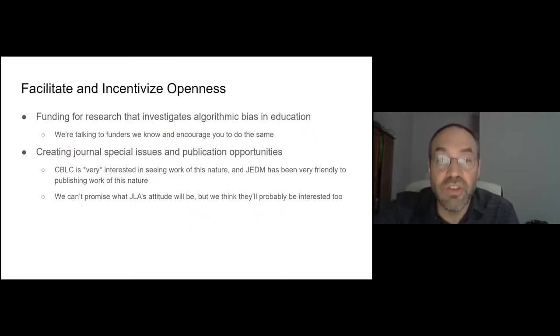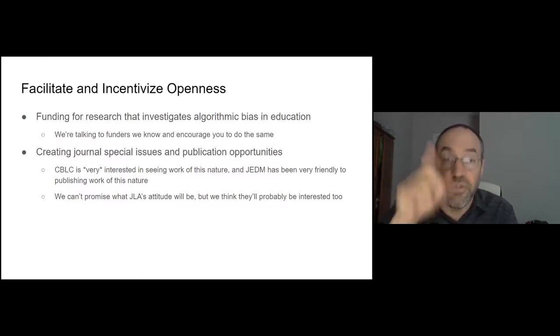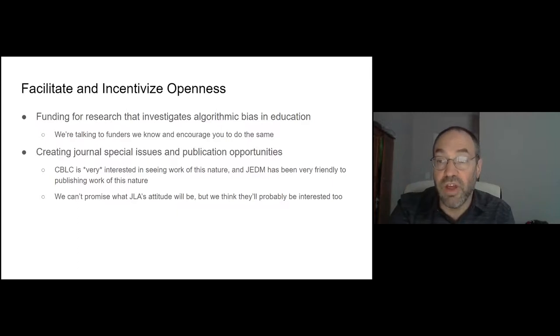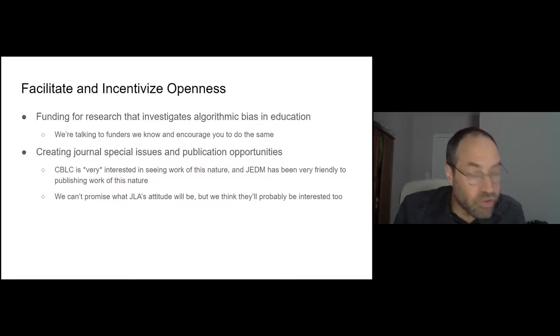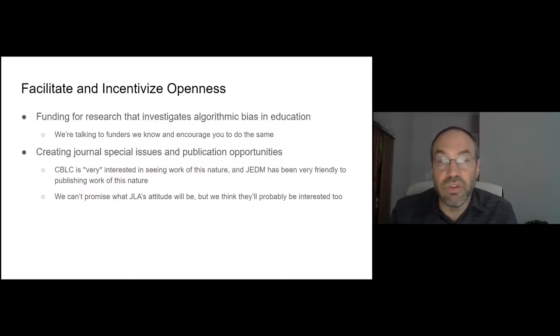Funding for research that investigates algorithmic bias in education. We're talking to funders we know. I recently put out a set of 10 recommendations in learning engineering, and one of the things that bubbled up in those recommendations was algorithmic bias and fairness for learners. If you know funders in your own respective situations, please talk to them and encourage them to pay attention to this. And journal special issues and publication opportunities.